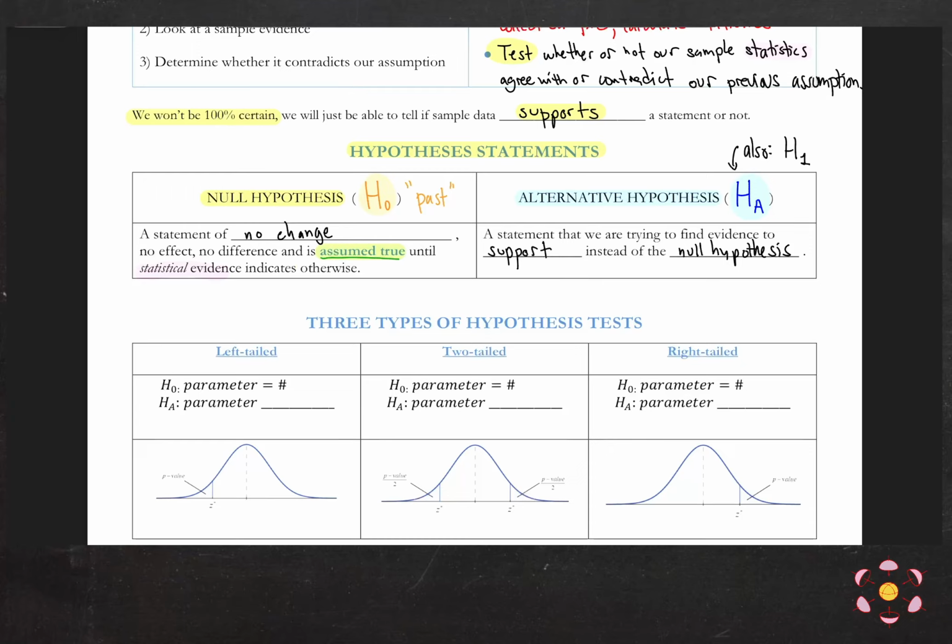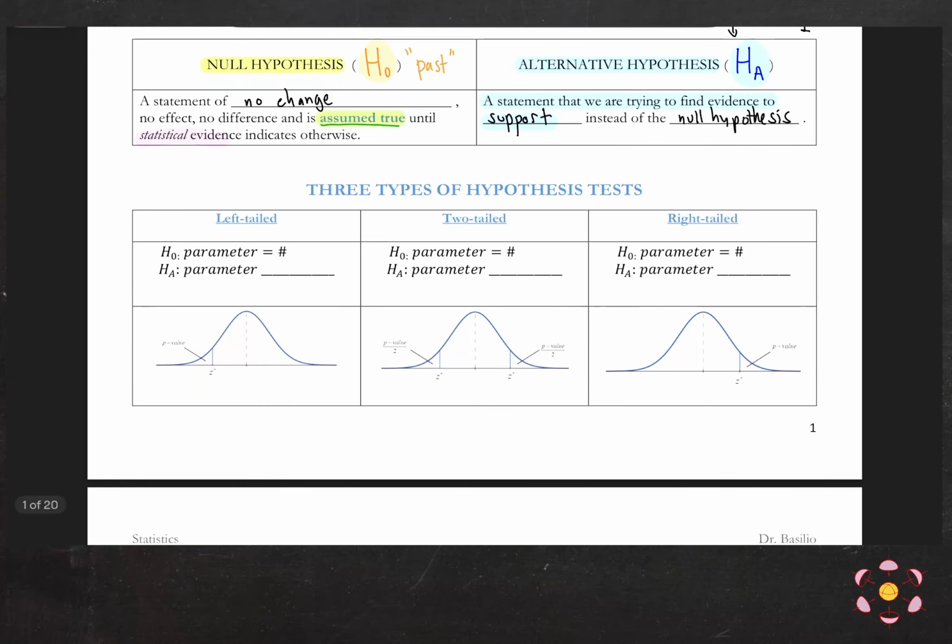Okay, so really when you do a hypothesis test, it's all about the alternative hypothesis. We are trying to find evidence to support this. That is what our goal is. So there's 3 different types of hypothesis tests called left-tailed, two-tailed, and right-tailed. So I like using the following abbreviations.